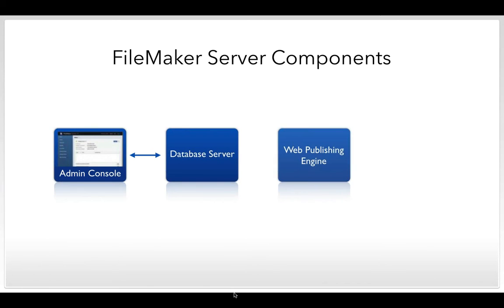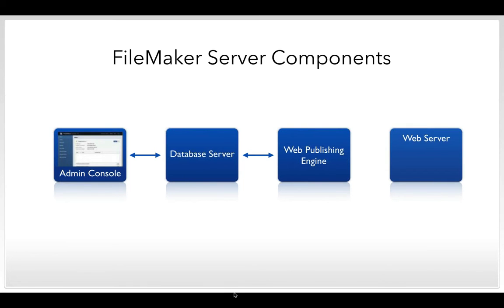The next component is the database server, and it's the component that does all the sharing and makes available your solutions, your custom apps to everybody on the network. If you want to publish that data to the web browser, the web publishing engine will talk to the database server in order to take the information and transform it into a format understandable by a web browser. The web server interacts with the web publishing engine in order to deliver that transformed set of data to the end user, which is already on a web format.